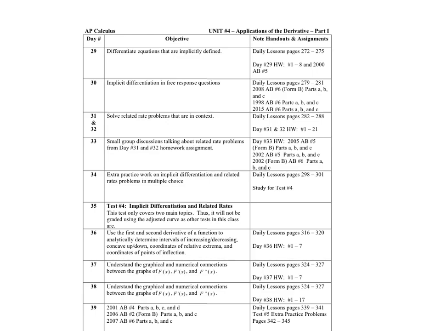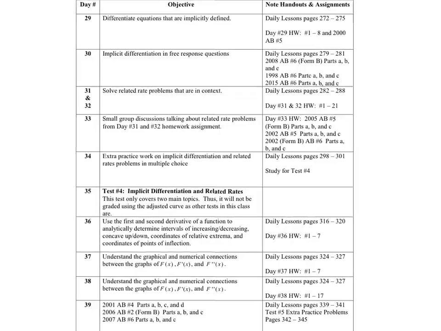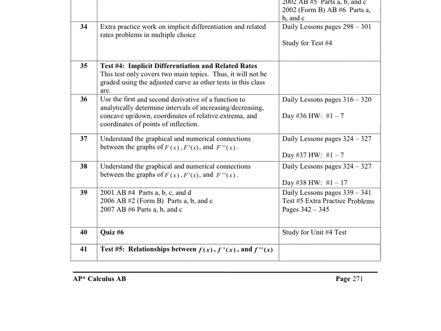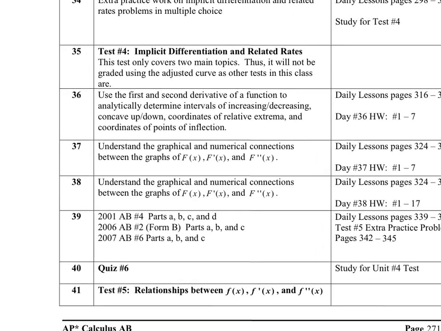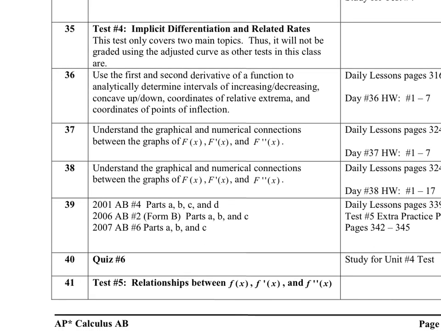Here we are. Look at the unit that we have been working on. We have already gone through implicit related rates. We've used the first and second derivative to determine intervals of increasing and decreasing. You've had homework 36 assigned to you.